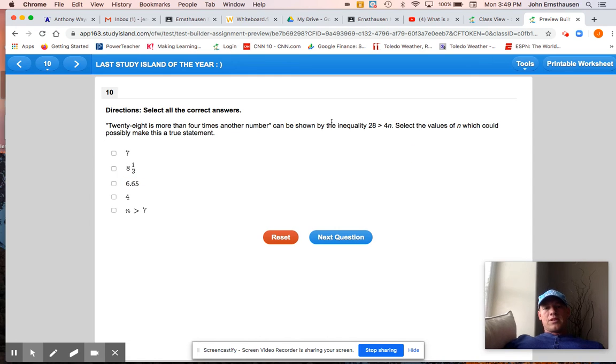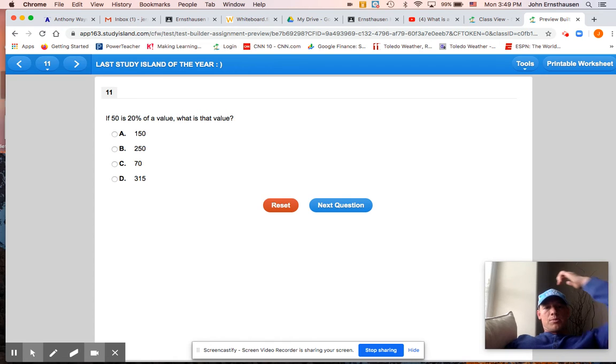28 is more than 4 times another number. Can be shown by the inequality 28 is greater than 4n or 4n is less than 28. So you're going to check any box here that would represent this inequality. You're not looking for what n equals because it's not an equation. You're looking for what n could be to make the inequality true.